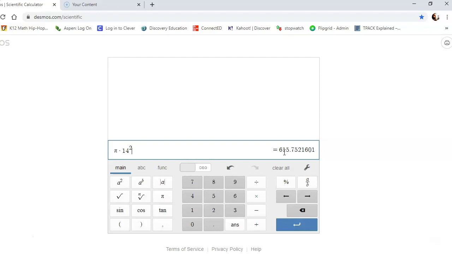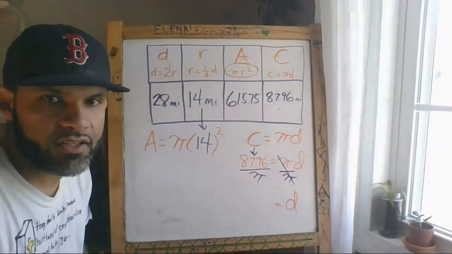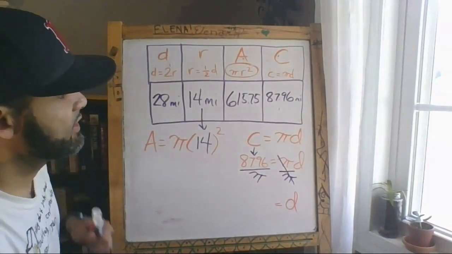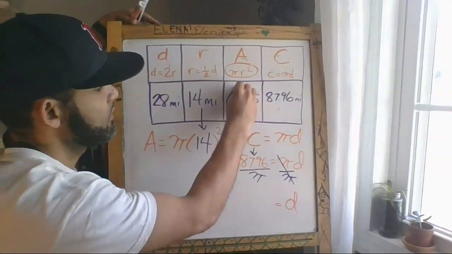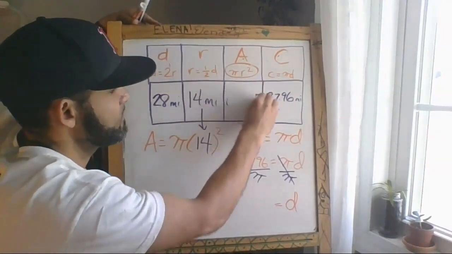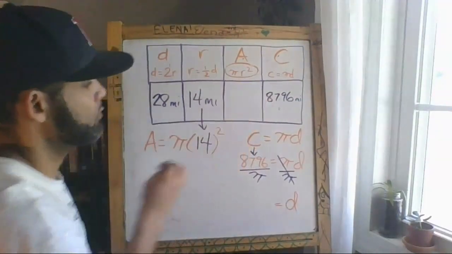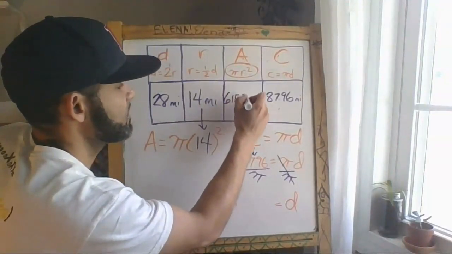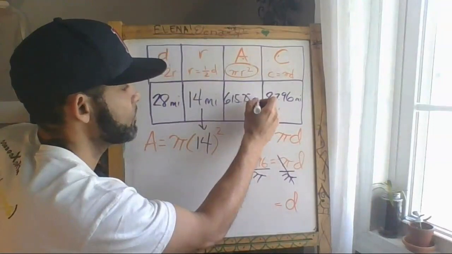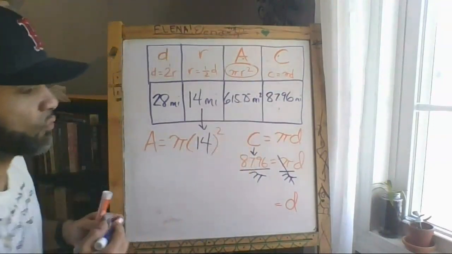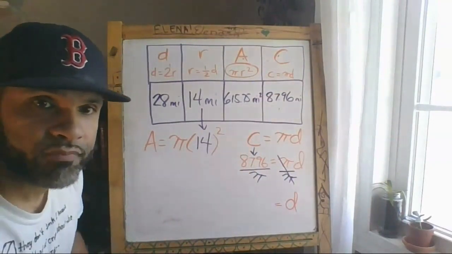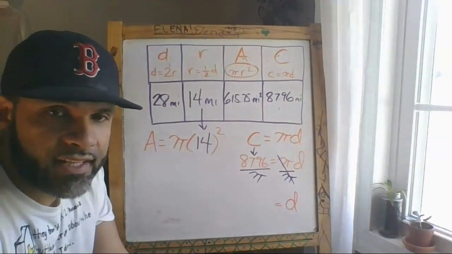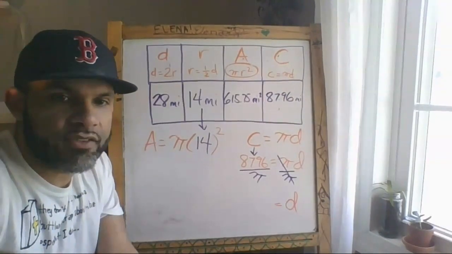615.75. All right. And that is going to be in square miles. That's kind of big. Let me make sure it fits. 615.75, and that's miles squared, right? Square miles. Okay, so that's that. All right, that is our opening exercise.